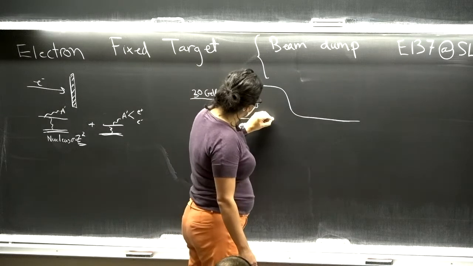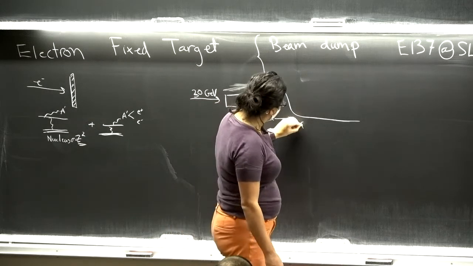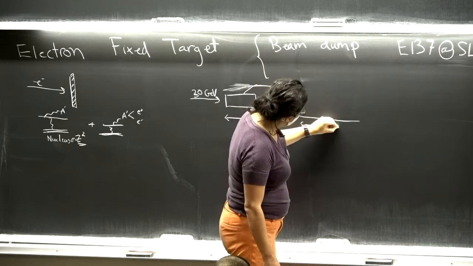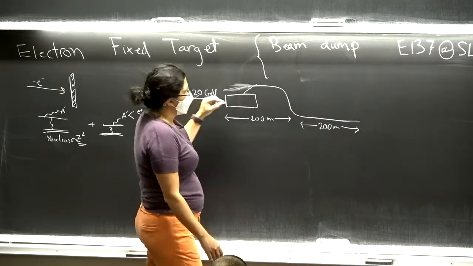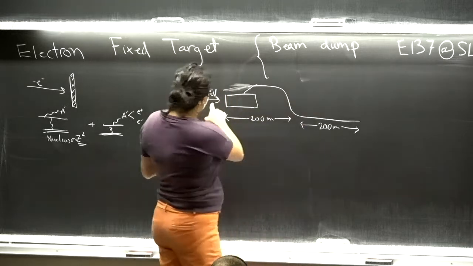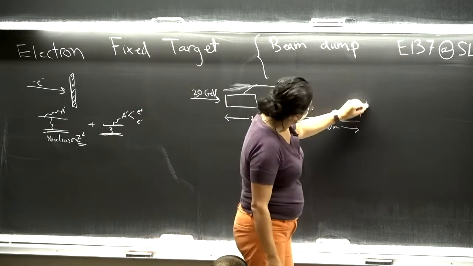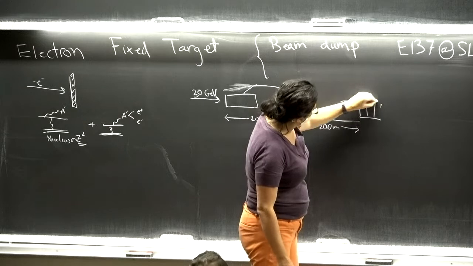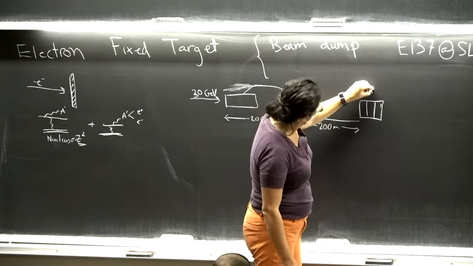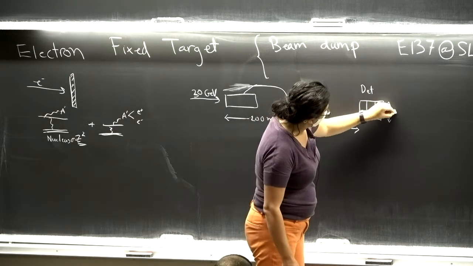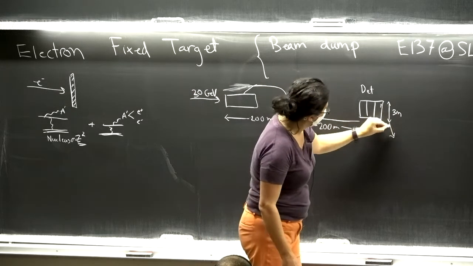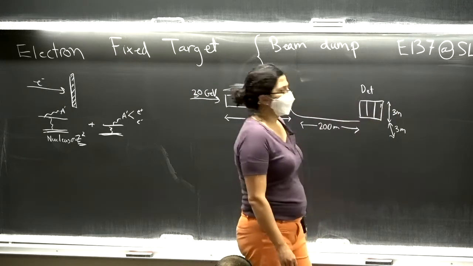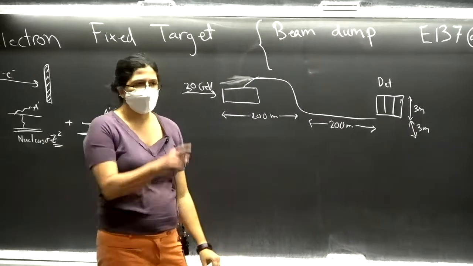This is 200 meters, roughly. And then there's another 200-meter flat area behind the hill. And downstream of the line of sight of this beam, there's a detector that's got about a 3-meter by 3-meter cross section. Do you have a question too?